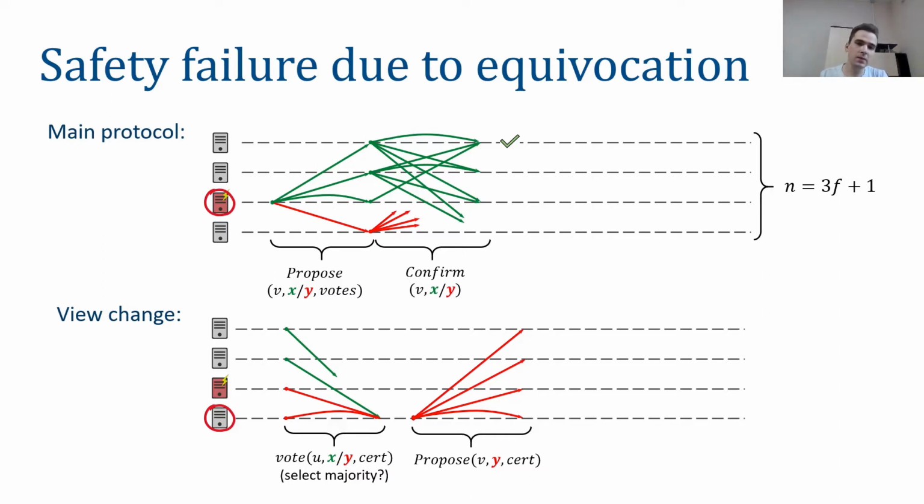Note that it cannot simply choose the value with the highest view number, as we did before, because there may be multiple such values if the leader of the corresponding view has equivocated. A simple approach would be to select the majority vote, but as demonstrated on the slide, with 3f+1 processes, this may lead to a wrong value being chosen.